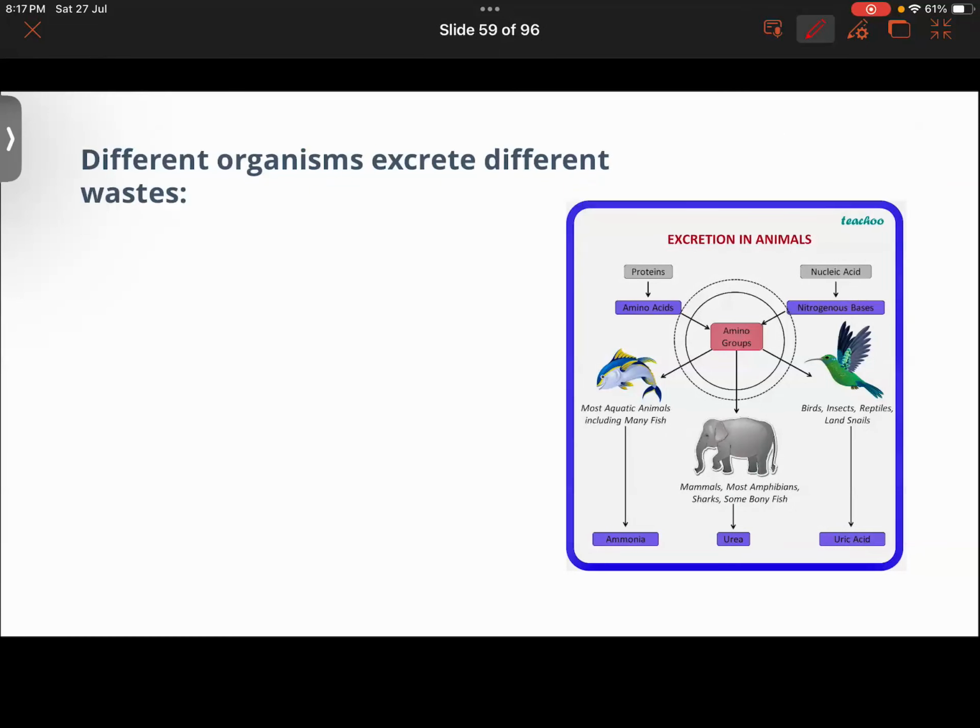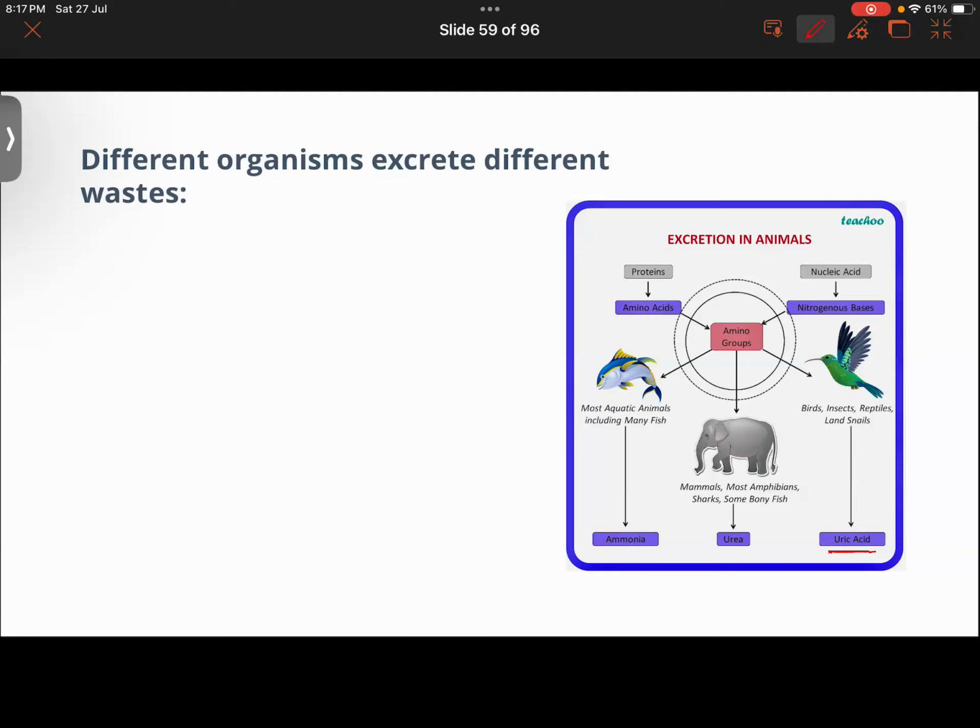The basic reason is that different animals have different eating habits. They eat different kinds of foods, and their metabolism would be different. Their process of digestion would be somewhat different from each other. For example, the waste of birds, insects, reptiles or snails would contain uric acid, in high concentration.